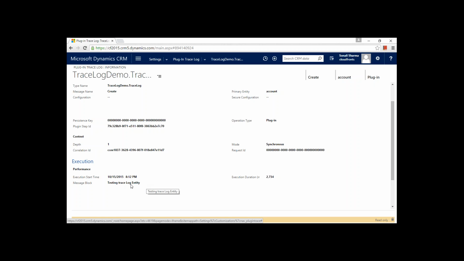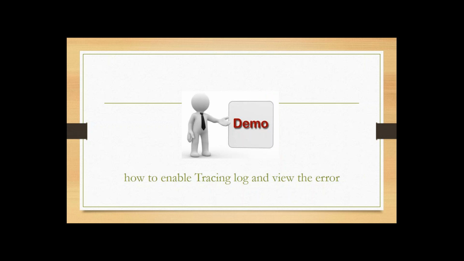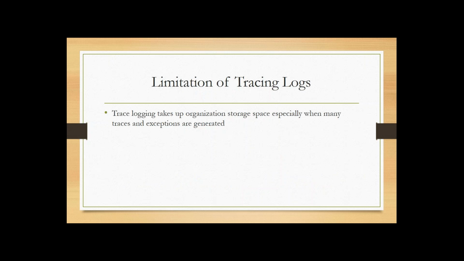So our next topic is the limitation of the tracing log. There is a very basic limitation we can say. Trace logging takes up organization storage space, especially when many traces and exceptions are generated. So that's it for the limitation of the trace log.